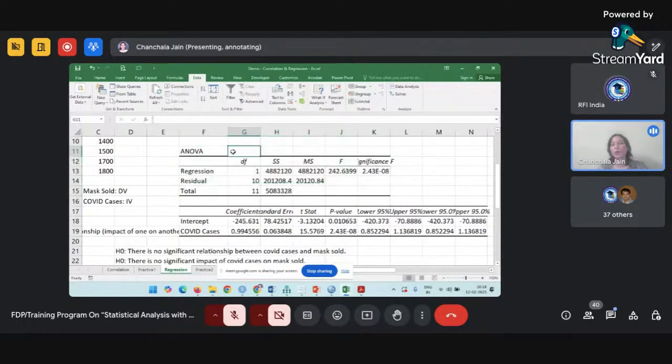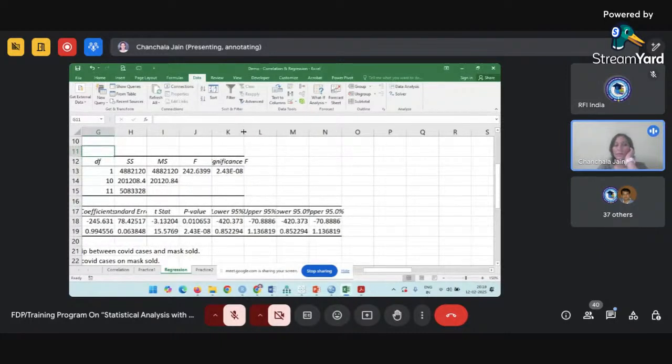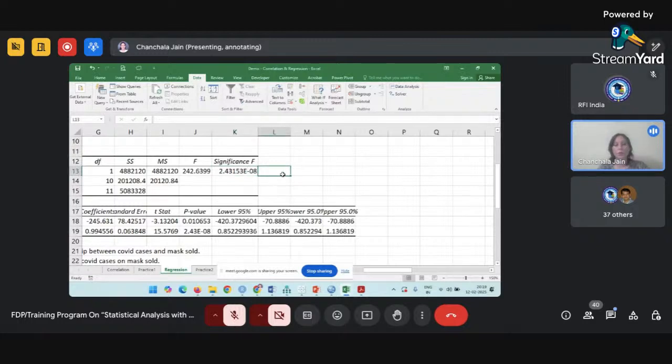Now, ANOVA is also one of the important parts in case of regression. This is telling you whether your model is a good fit or not, or whether the straight line which you are fitting using the variables is a good fit or not, right? So you need to see the significance value, which is this. To conclude, I need to compare this with the level of significance, which is 5% or 0.05. You can see it is less than 0.05. That means you will comment that the model is a good fit. Done.